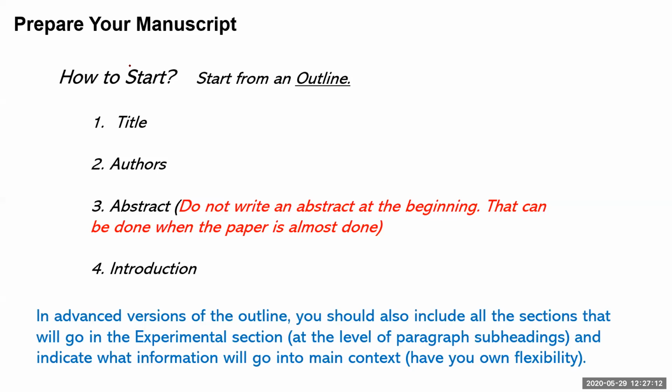That's very important. In an advanced version of an outline, you can always include more sections, using, for example, experimental sections, using paragraph subheadings, and indicate more information you want to include.